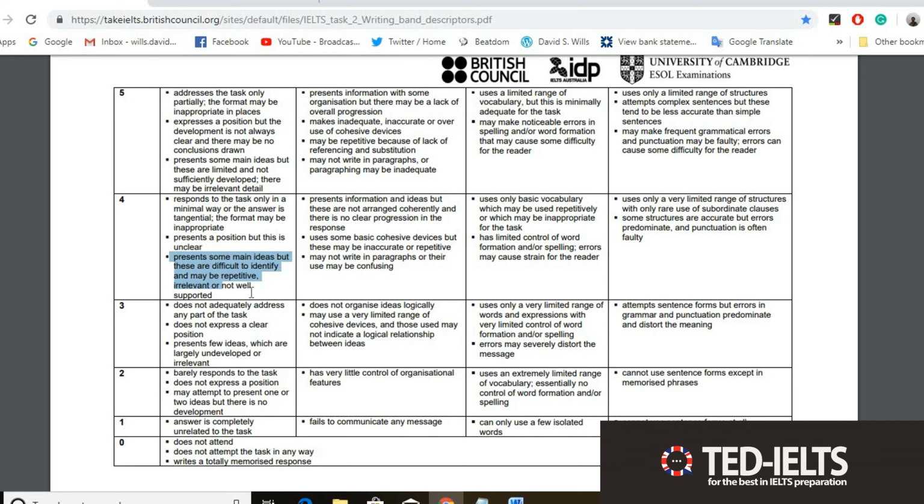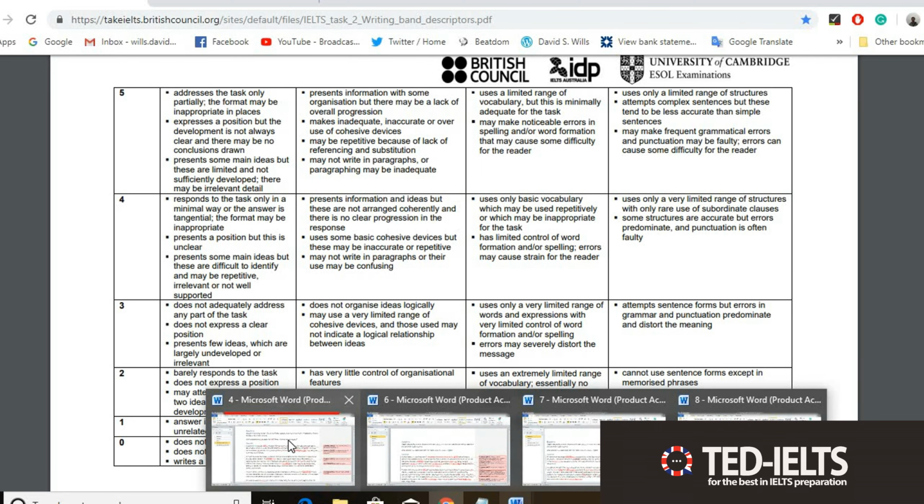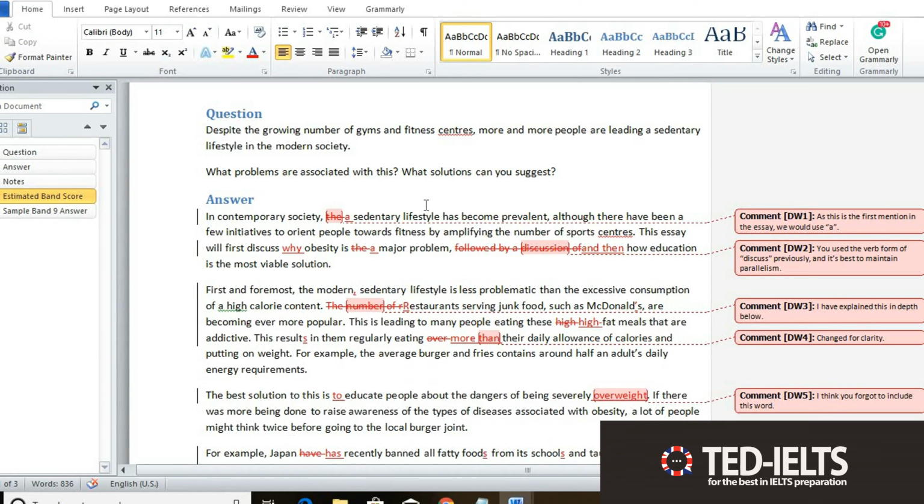So there's kind of a lot there to think about, but essentially what it's saying is in the middle of the essay, when you're presenting your ideas, there's going to be some big problems. So to get a band 4, there's going to be a lot of mistakes. The question is not going to be answered very well, and what answer there is not going to be very full. Let's actually look at an example of a band 4 essay.